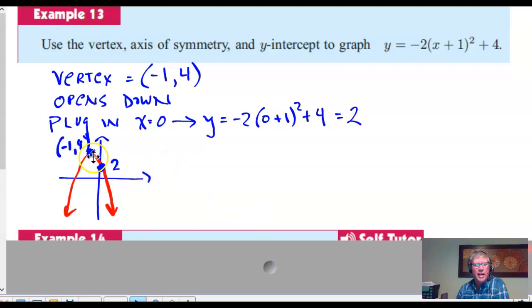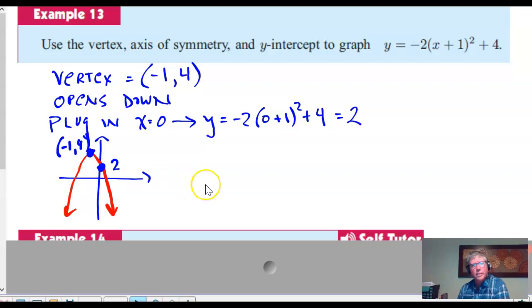So I sketch -1, 4. I put a 2 right here, and I connect those dots. You're like, well, I don't know where it crosses the x-axis. Don't care. Didn't ask for it. You just say it hits there and there.